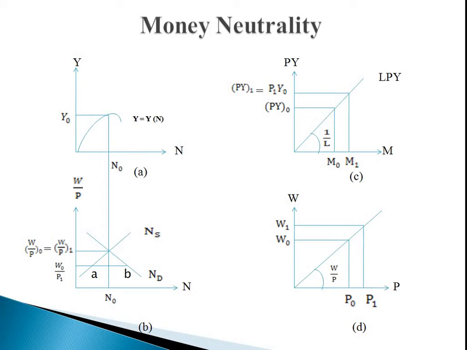So we see that when exogenously given money supply increases, only the nominal variables change. That is, nominal or money wage increases from W0 to W1 and price level increases from P0 to P1. But the real variables, that is real wage rate, level of employment and real output, remain the same. That means money has no effect on the real variables in the model. This is what we mean by money neutrality.